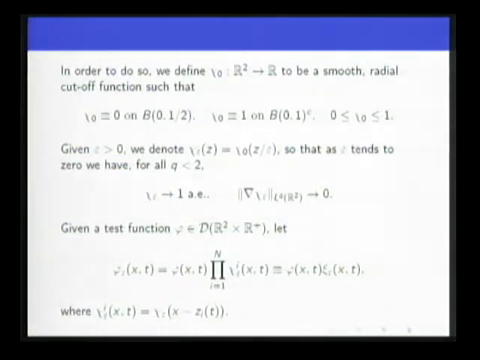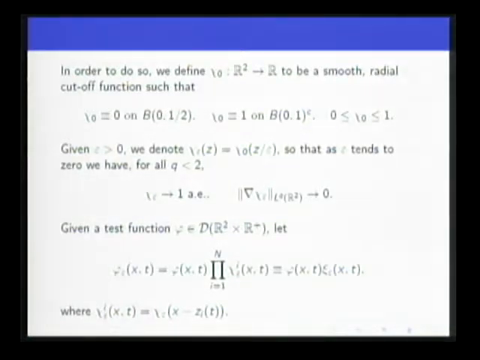Doing this, for any given test function phi, we are going to define phi epsilon, the product of our phi with the product of these chi epsilon i's, which are simply our chi epsilons now translated and centered at the vortices. And we'll define this product here to be psi epsilon.